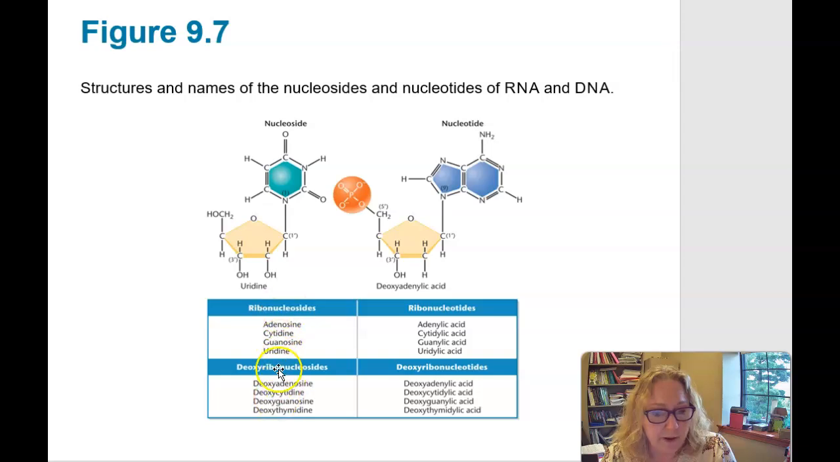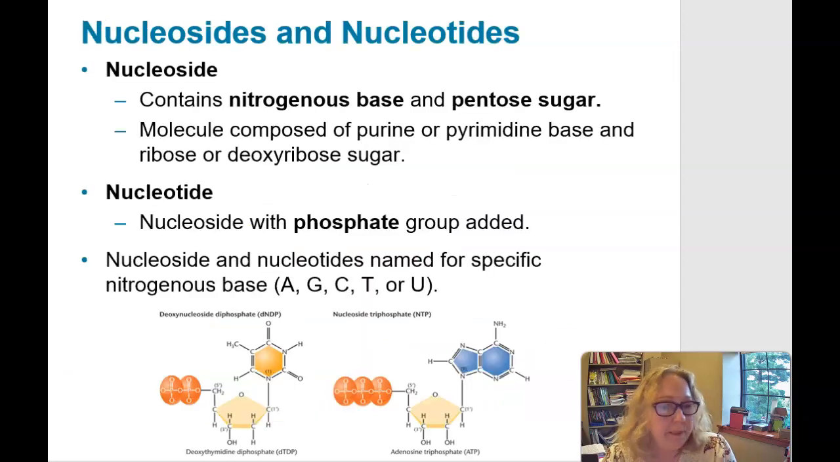Here are some different things about ribonucleosides and deoxyribonucleosides, right? There's a chart. Nucleosides and nucleotides have a nitrogenous base, a pentose sugar, and a phosphate backbone. Okay, so we have deoxythymidine diphosphate, TDP, and adenosine triphosphate. So again, you've got a nitrogenous base and a pentose sugar, and now you have either 2 or 3 phosphates. It's kind of like ADP and ATP. Yes, anyone remember the phosphate groups?